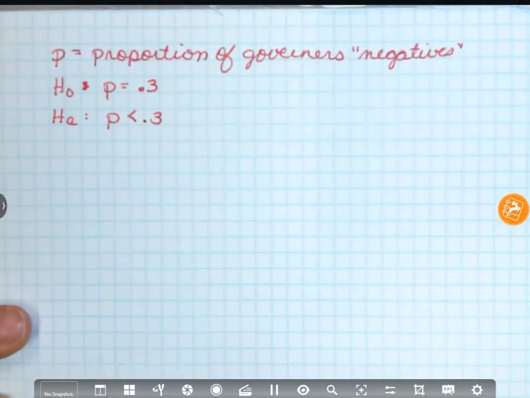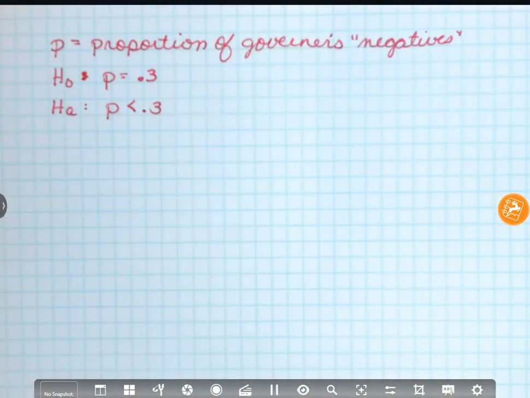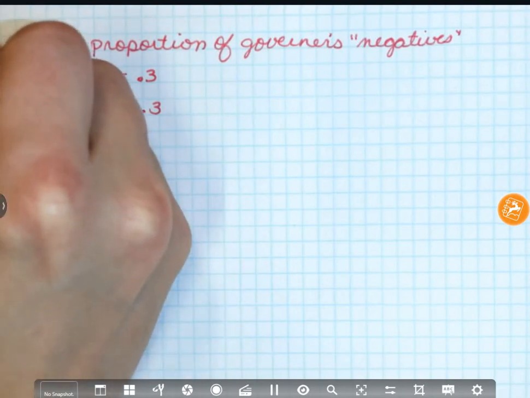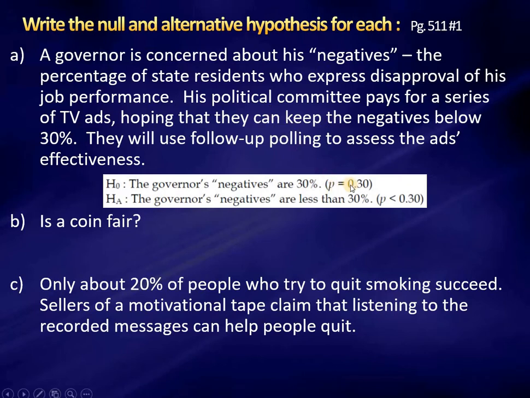There we go. So P is the proportion of the governor's negatives. My null is that it's at 30. My alternative is that the ads get it below that 30%. I like doing it this way simply because no matter what, you have to have it in symbol notation. But if I write P equals, I only have to write these words out once instead of twice. Does that make sense, what I just did?